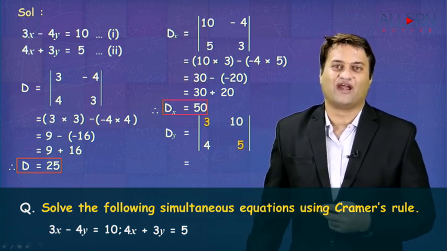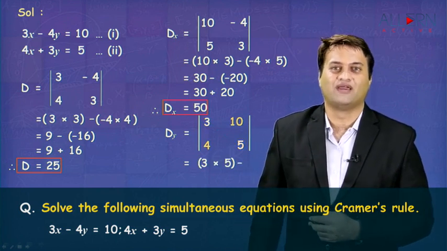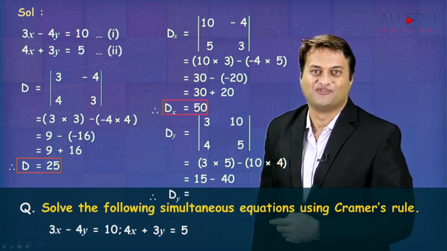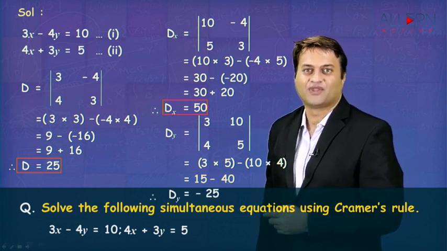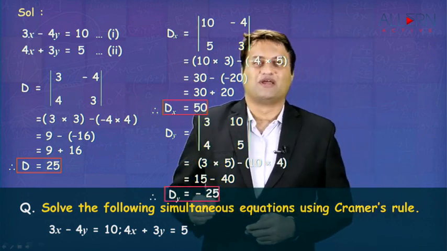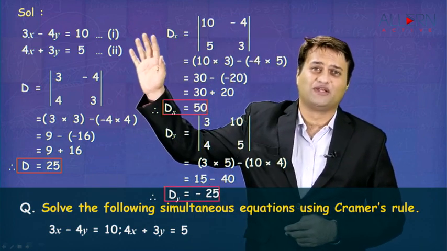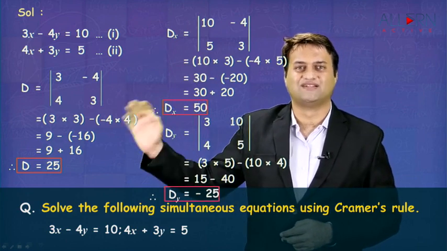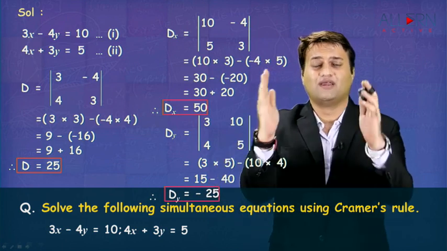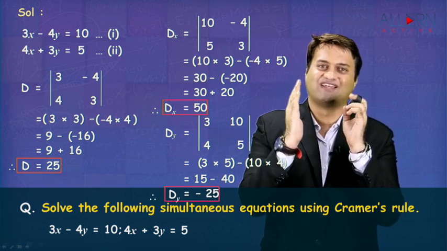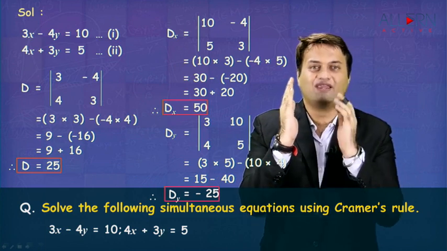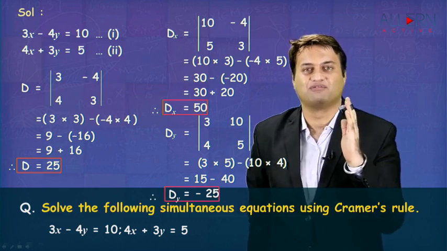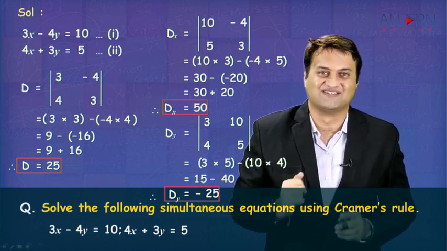Now, let us find the value of dy, that is 3 into 5 minus 10 into 4, that is 15 minus 40, which is equal to minus 25. So, what we have done so far in this method is, we wrote the equations in the required form, one below the other. Then we formed the three determinants, that is d, dx and dy, where in d, the first column is the coefficients of x, the second column is the coefficients of y. Dx is delete x, in the place of x we write the constants, and dy is delete y, in place of y we write the constants, right.